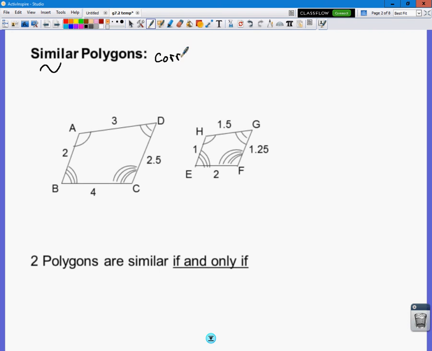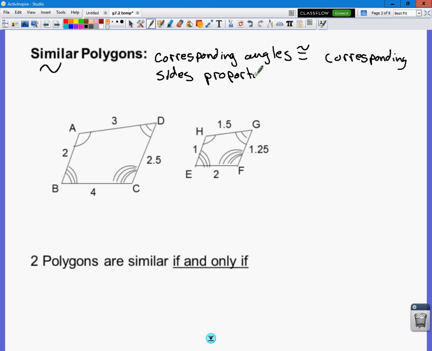To be similar, corresponding angles have to be congruent. And corresponding sides have to be proportional. And remember, being proportional means that two ratios are equal to each other. So if we look at our figure, A and H are corresponding, they're both equal.